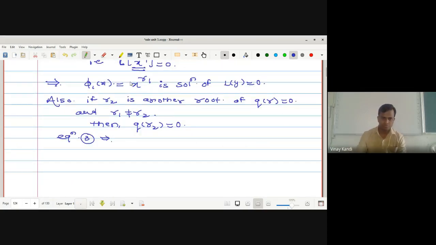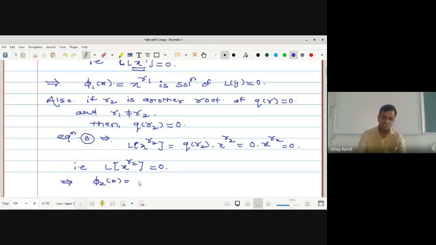Okay, L of x raised to r2 is equal to q of r2 into x raised to r2, so this is 0 into x raised to r2, which is equal to 0. Okay, so that is L of x raised to r2 is equal to 0. So that implies phi 2 of x is equal to x raised to r2 is a solution of L of y is equal to 0.